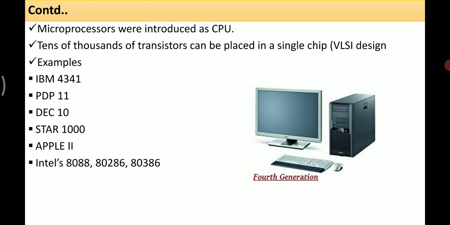And microprocessors were also introduced as your CPUs. Some of the examples here are the IBM 4341, PDP-11, DEC-10, Star 1000, Apple II. We have Intel's 8088, 80286, 80386. So these are a few of the examples of the fourth generation computers, and the image shown is of a fourth generation computer. Next we'll see the fifth generation.